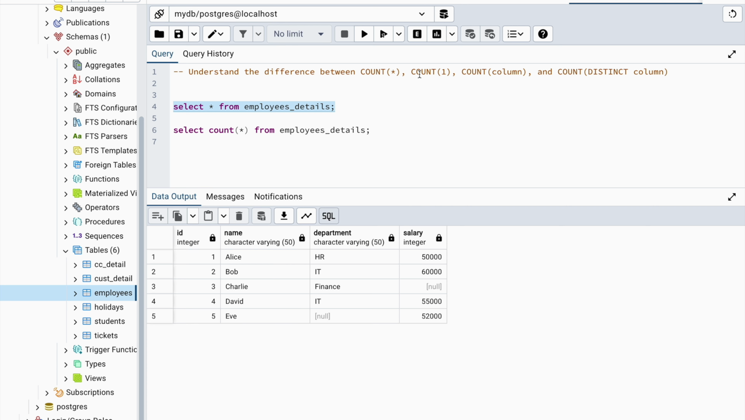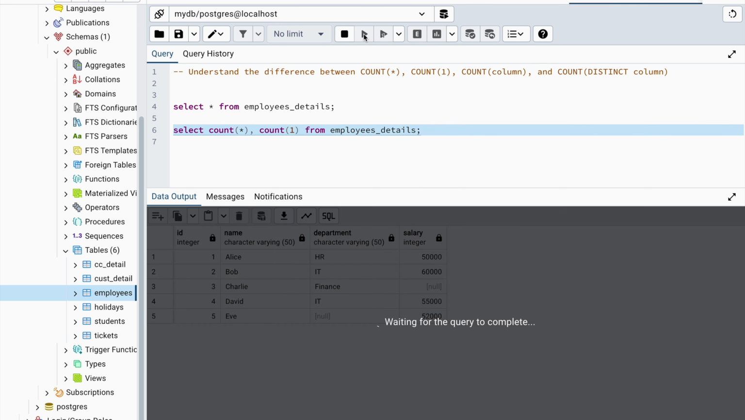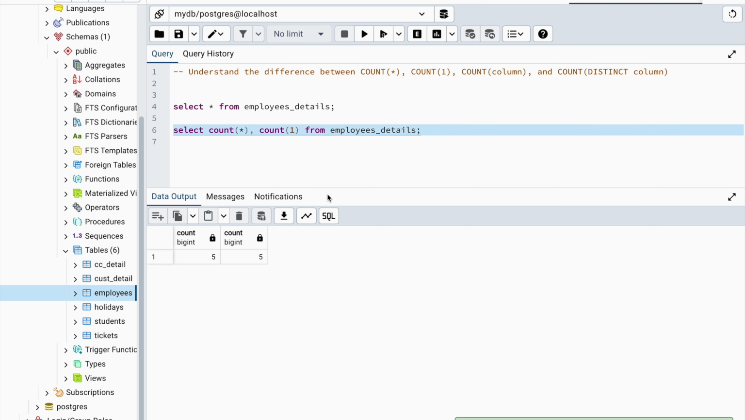Now what does count 1 do? 1 is a constant, so for every row it will count 1. There are 5 rows, so it will count 1 five times, and you would get 5 as the output. It is similar to count star. It also takes into consideration the null values. So let's see what the output of count 1 is. See, you have got 5.